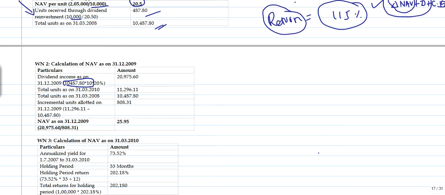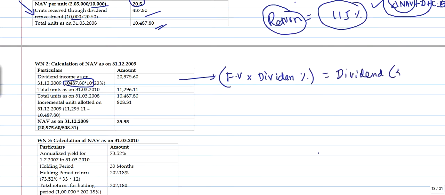So we know the dividend received, so face value into dividend percentage, we will get the dividend in rupees, correct? Dividend units into face value into dividend percentage. So we know next year we have this much of units because it is mentioned in the question.